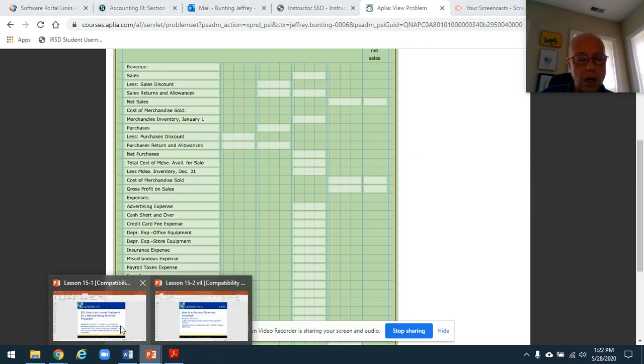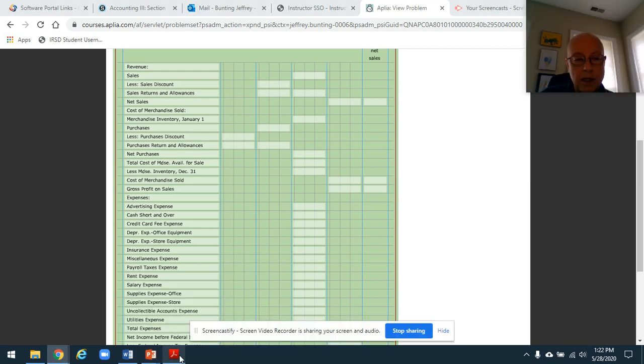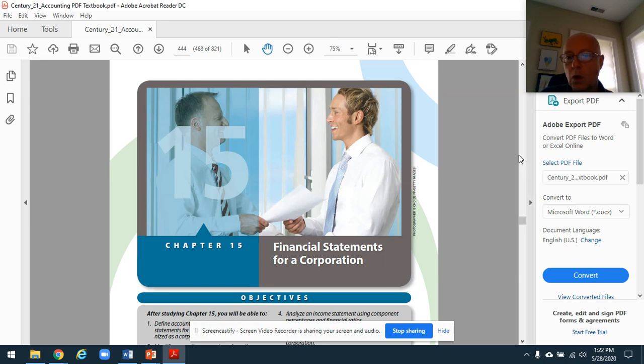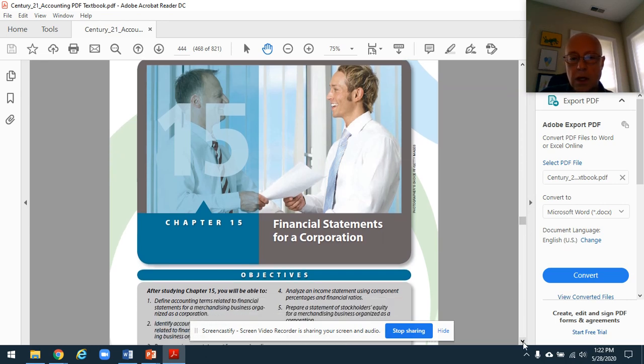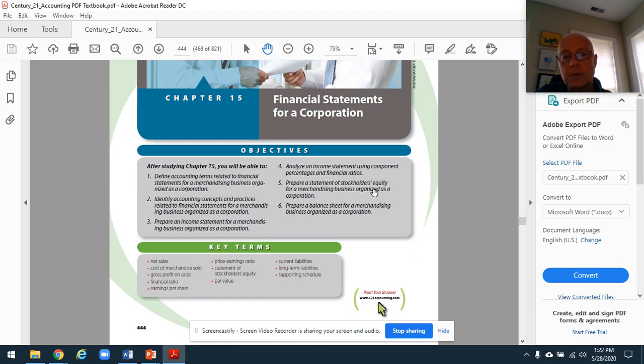Okay, I'm going to start by working out of the book at this point, and let me go find it. Okay, here we are, chapter 15. So our learning objectives for this are to primarily prepare an income statement for a merchandising business organized as a corporation. We're also going to analyze it using component percentages and financial ratios. You've heard this stuff before. The rest of the chapter, we're going to deal with the stockholder equity statement as well as the balance sheet. These are a little more straightforward. It's the income statement we've got to kind of grind through.